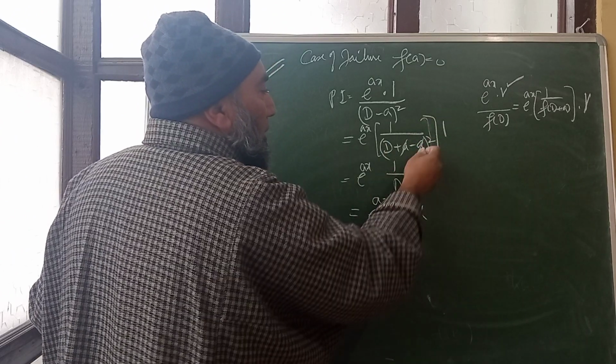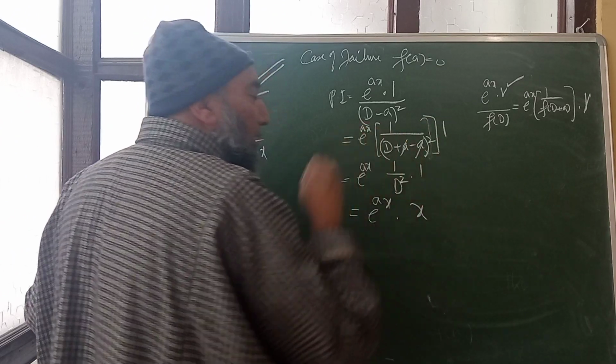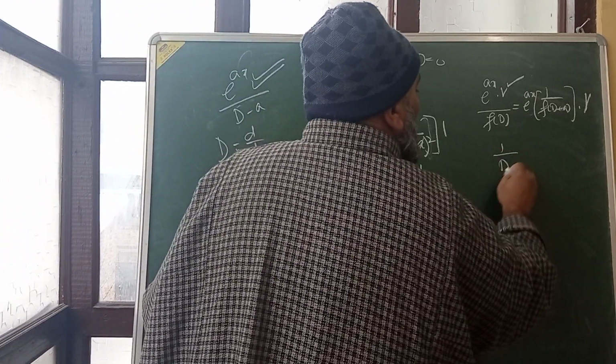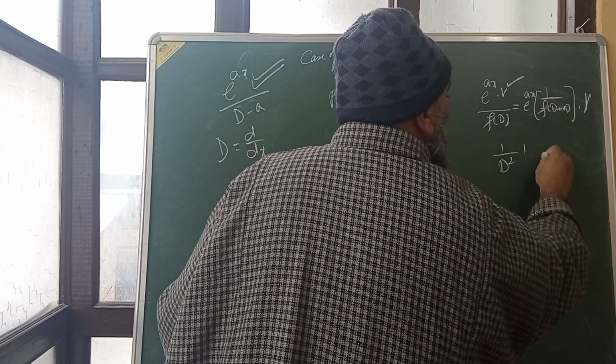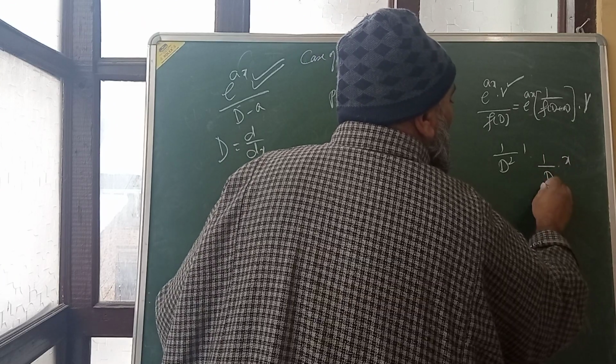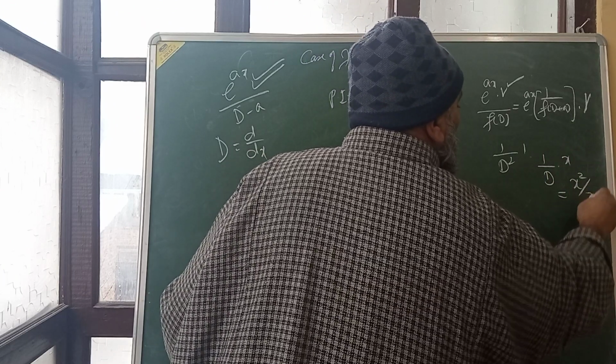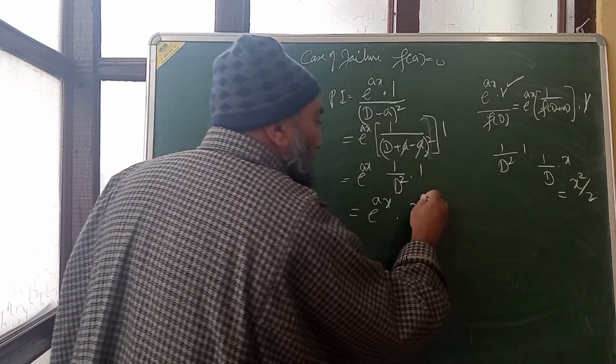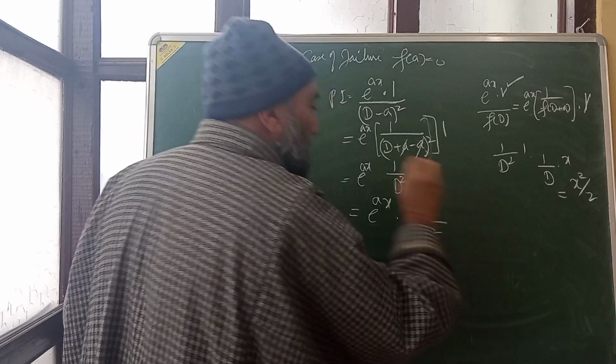Fine. Means a and a cancel, you have a square over here. That means you have to integrate 1 by D square of 1 twice. First time it will be x, second time it will be x square by 2. Fine. So this will be x square by 2 factorial.